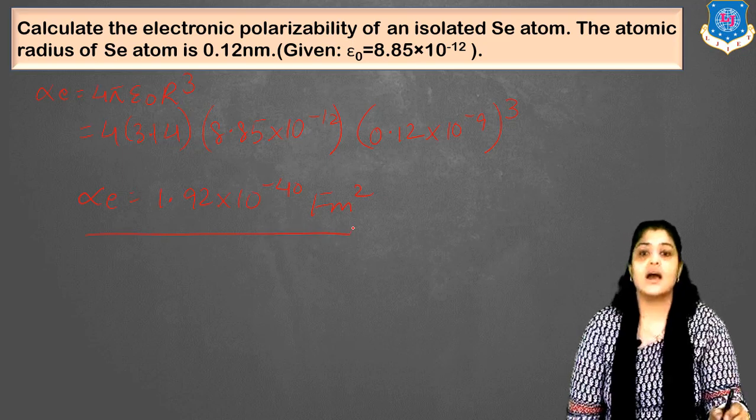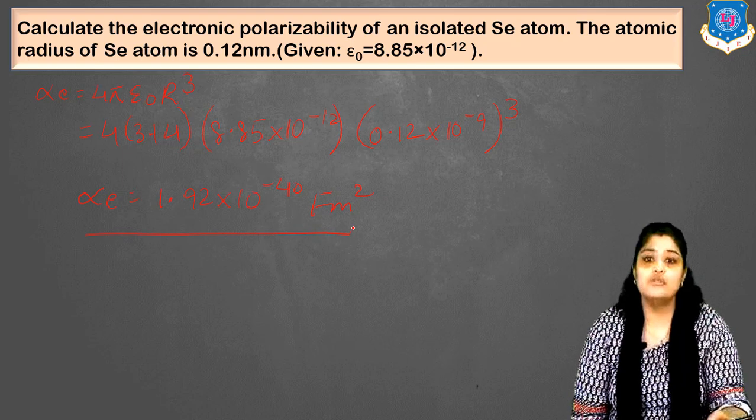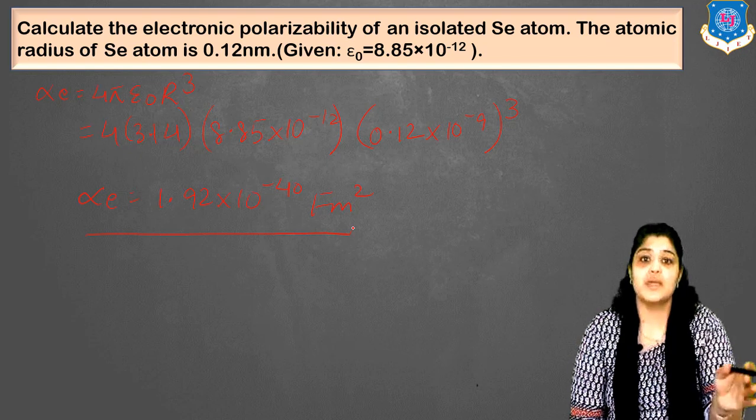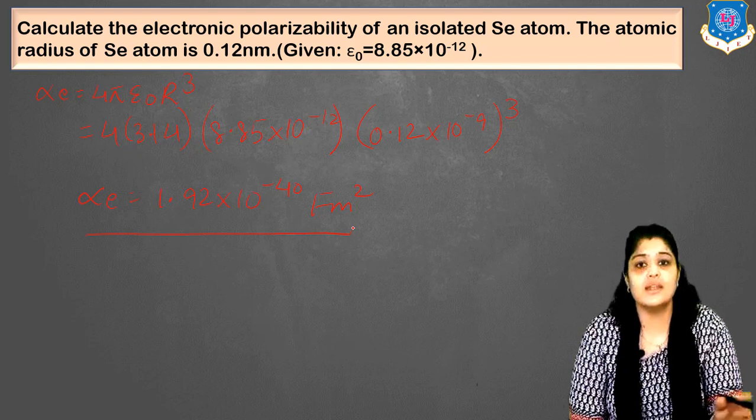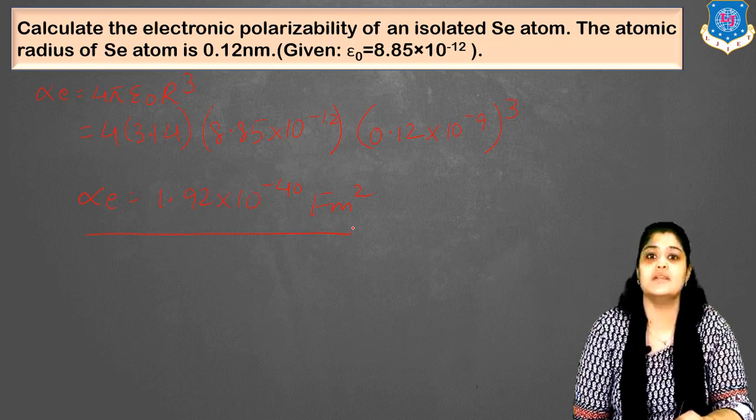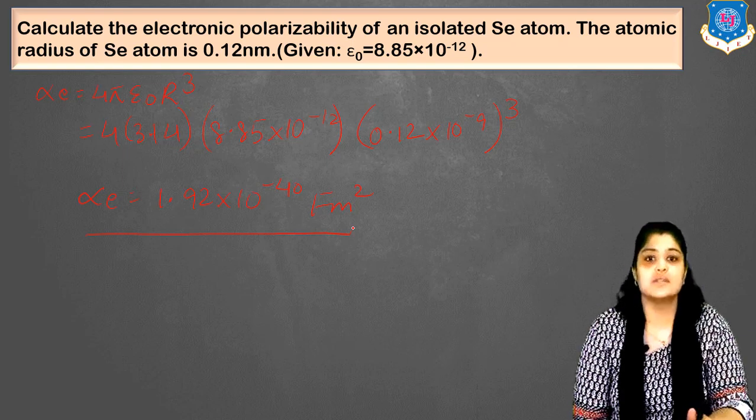This is the answer. You just have to solve all this. So just take all the powers of 10 together and then all the digits together and then just multiply. You will get this answer as 1.92 into 10 raised to minus 40 farad meter square.